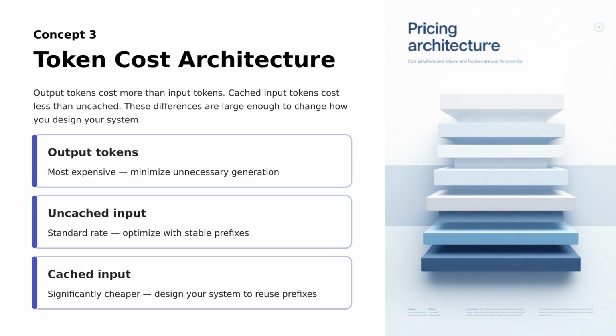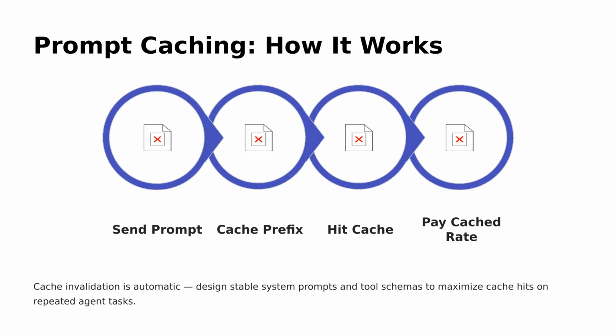Concept 3 is token cost architecture. Not all tokens cost the same, and that should shape how you build your system. Output tokens are the most expensive, so avoid generating more than you need. Uncached input tokens are billed at the standard rate, which makes stable prefixes valuable. And cached input tokens are much cheaper, so designing prompts and workflows that reuse shared prefixes can meaningfully reduce costs.